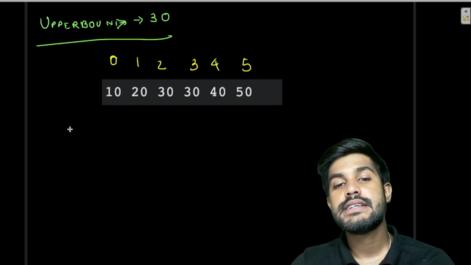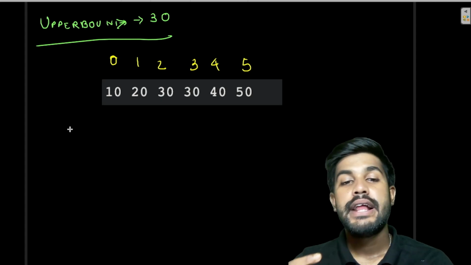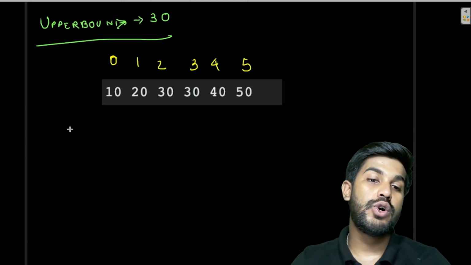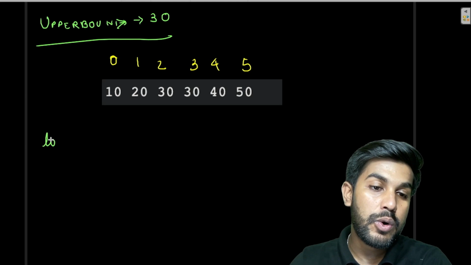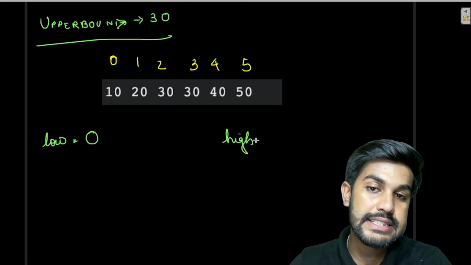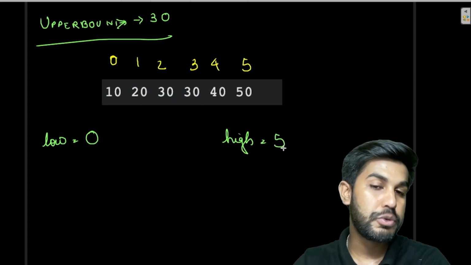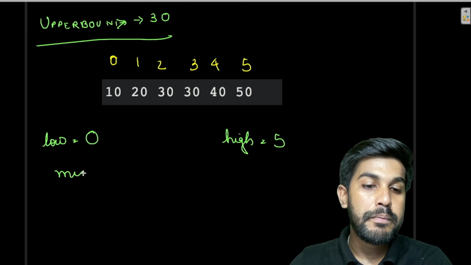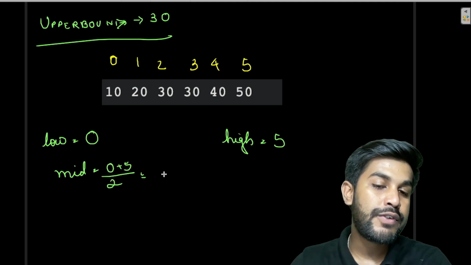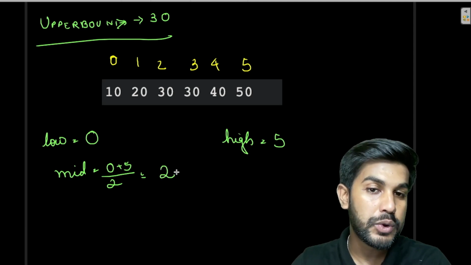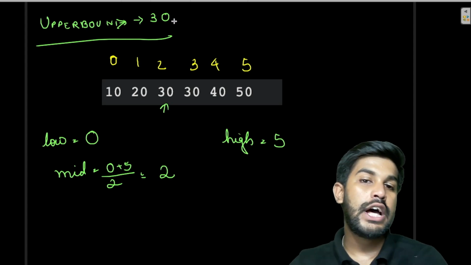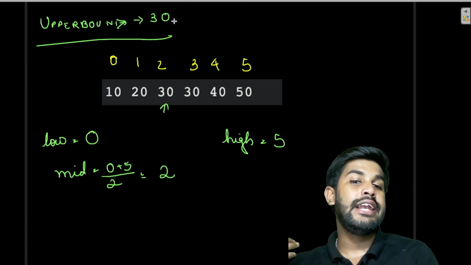As I have told you, upper bound is based on the idea of binary search. So we would initialize low as 0 and high as the last index, that is 5, the range to be searched. Initially mid will be equal to 0 plus 5 divided by 2, which is 2.5. Doing the integer division would make it 2. So now let us see upper bound of 30. This element is not the element we desired.